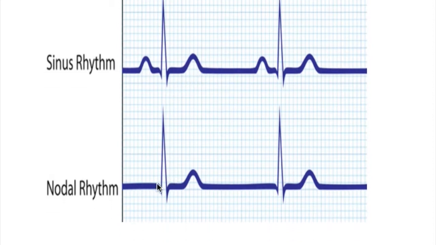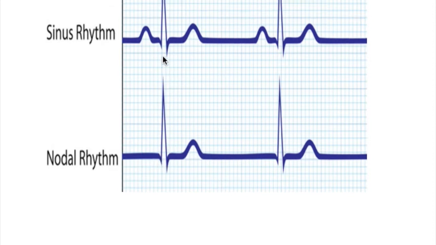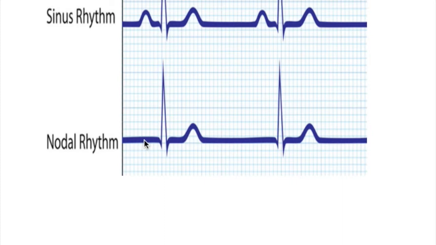Compare it with this ECG, the lower one. So there is no P wave. What's the difference between them is that there is no P wave. So if the SA node is knocked down, there should be no QRS complex, but here we see a QRS complex. Why?